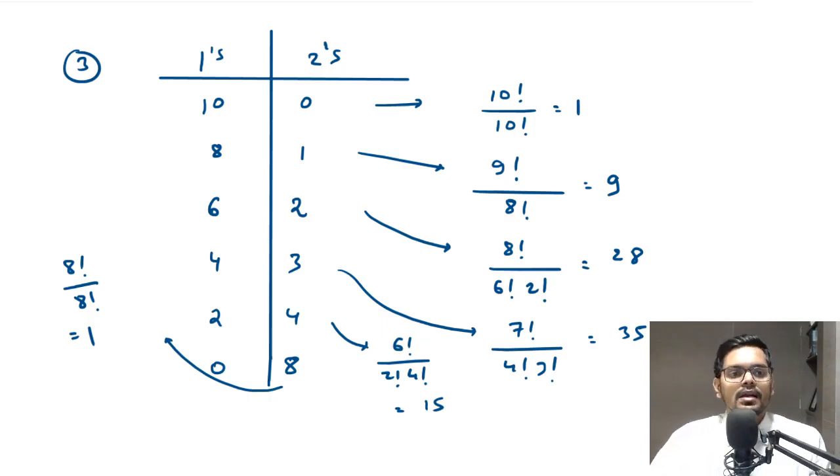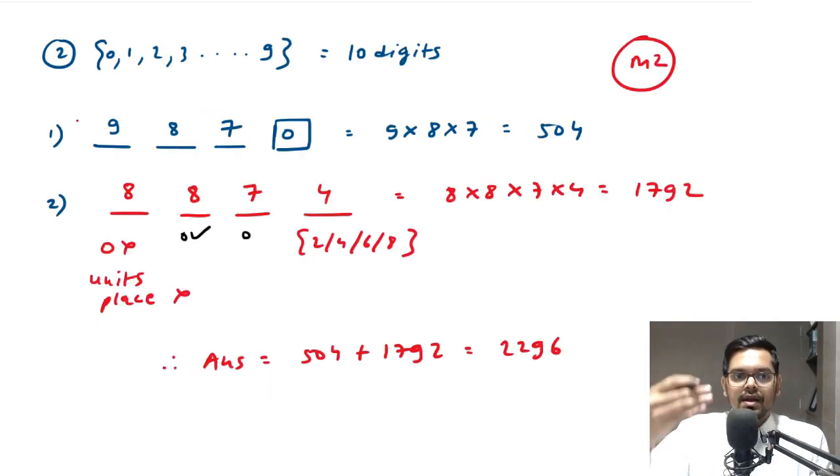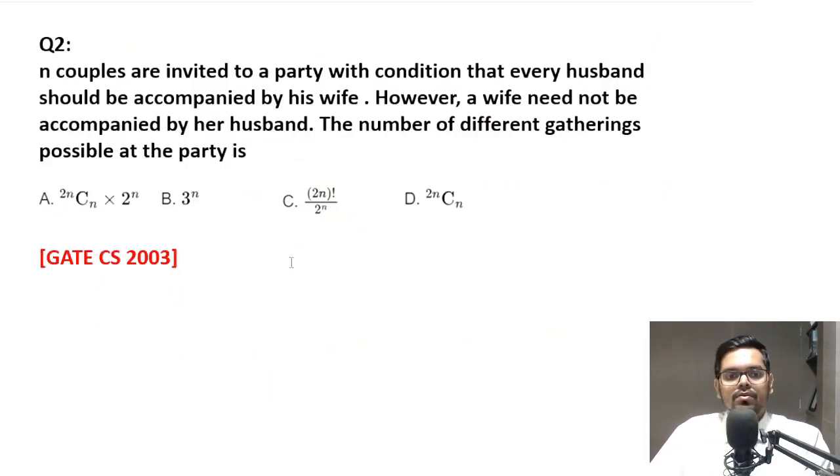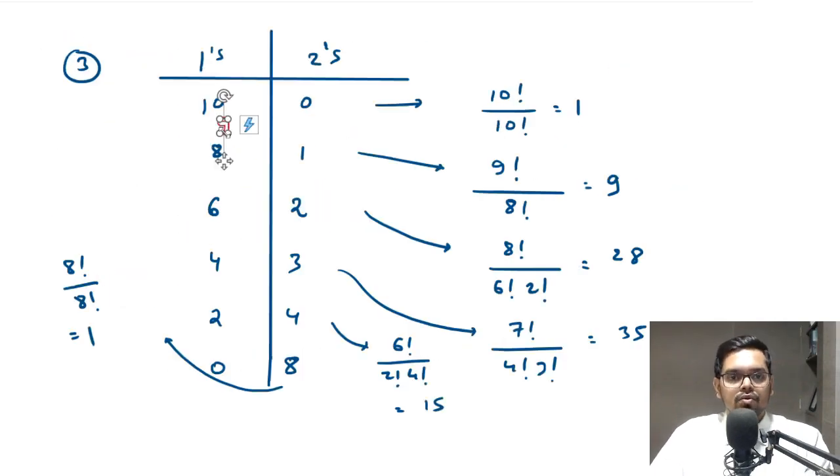Second case: can I take 9 1s and then some 2s to get my sum as 10? It won't happen, right? 9 1s will make the summation 9, and what will you do to make it 10 if only 2s can be used? It's not possible, right? So that case won't come where 9 times 1 is coming. So we have to go to the next case.